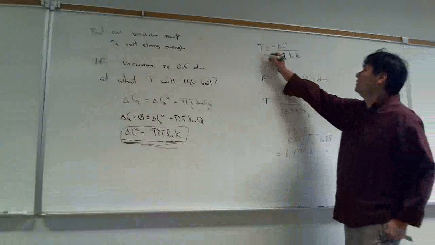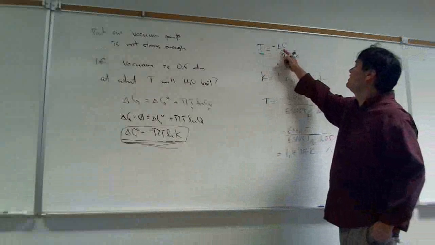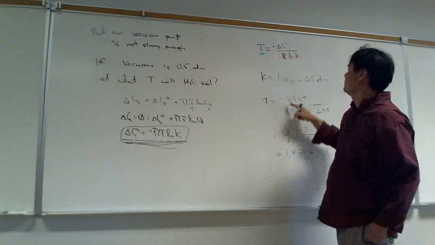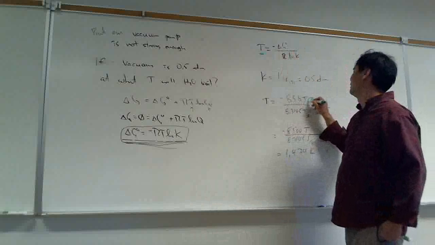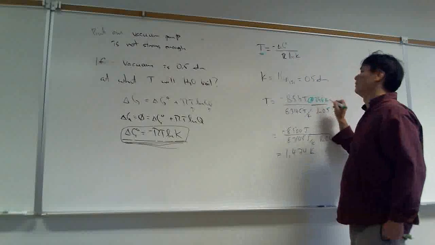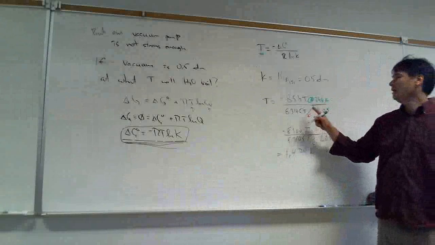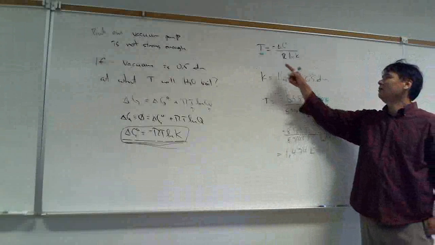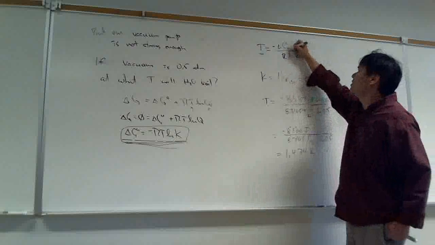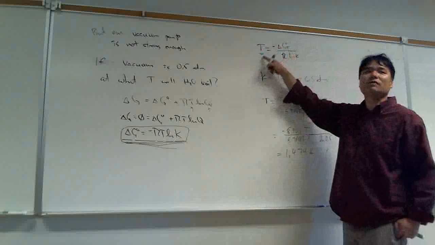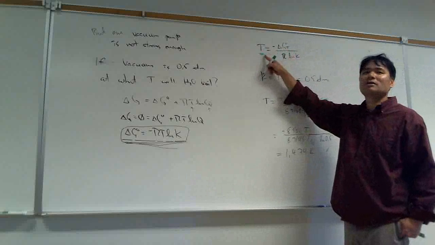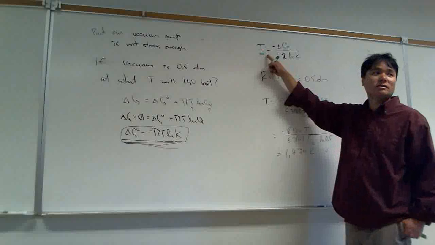What I did wrong was this. What is this delta G naught at? What temperature? This delta G naught was at 298 Kelvin. Right? I don't need the delta G at 298. I need the delta G naught at the temperature I'm trying to solve for. Well, how can I determine the delta G naught at the temperature I'm trying to solve for when I don't even know what the temperature is? Right?